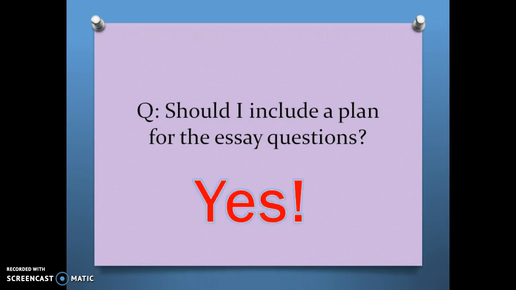So in answer to the question, yes, I recommend that you should be planning the essay questions. There is enough time if you stick to your 15 minutes on the 10 markers and then 30 minutes for a 20 marker. Spending 2 or 3 minutes doing a brief plan is time well spent.